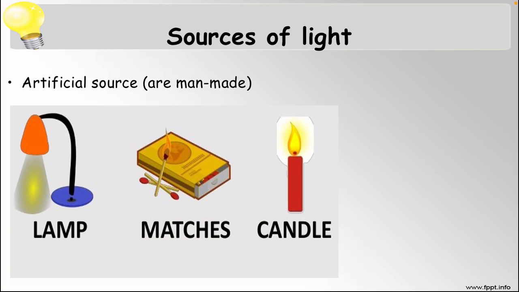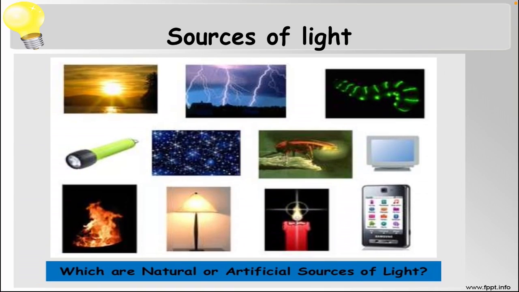Now you can see the natural sources of light, which are not man-made, which come with nature. These are the sun, stars, and fireflies. Now what are the other sources of light? These are artificial sources which are man-made, and these are lamp, matches, candle. So there are two categories of sources of light. One is man-made and the other is the natural source.